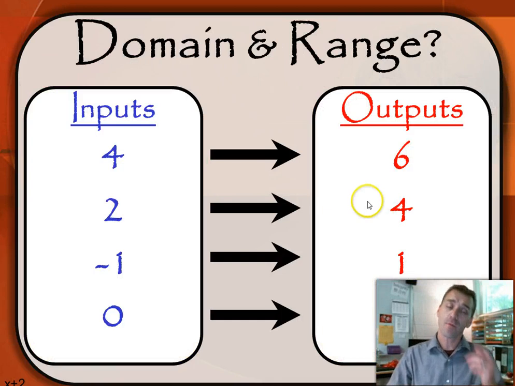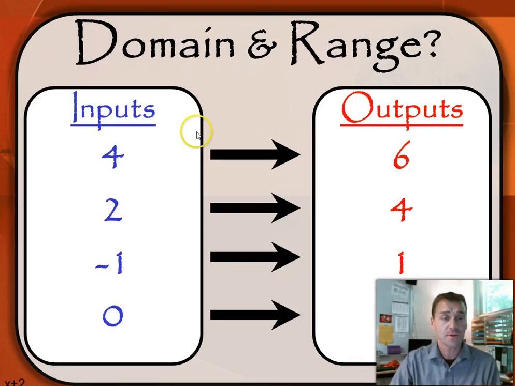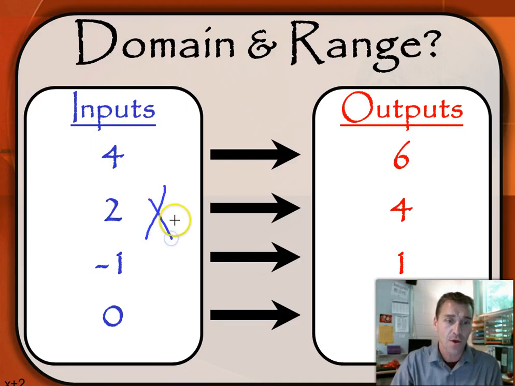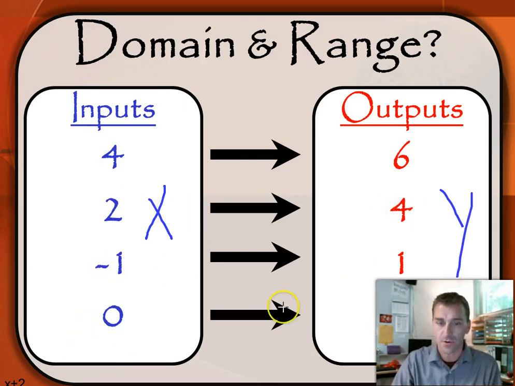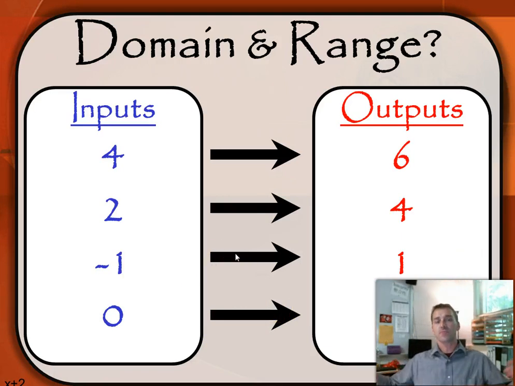Now, in an actual example, which I'd probably throw into your notes too, here's a specific one. You've got 4, 2, -1, 0. Those are your x values, your x inputs. Whatever's happening here is being mapped, so 4 is being mapped to 6, your y values. 2 is going to 4, -1 is going to 1, 0 is going to 2. Very simple. That is exactly nothing more than what domain and range is.